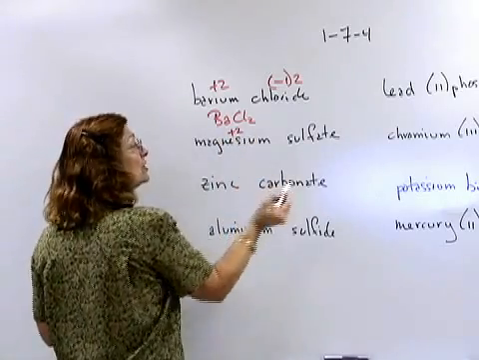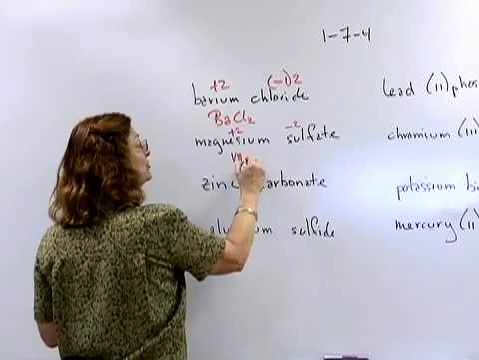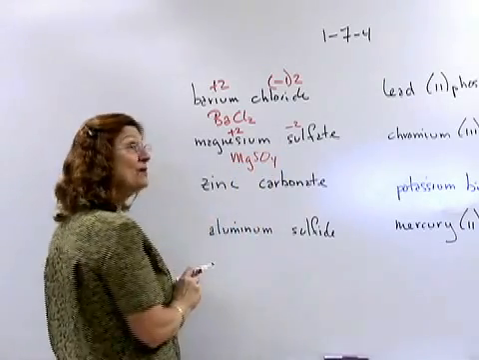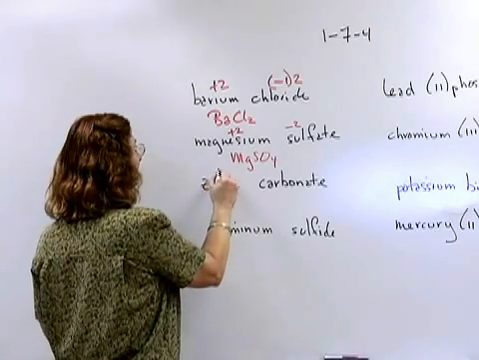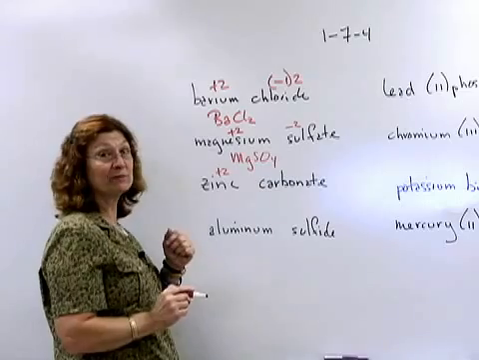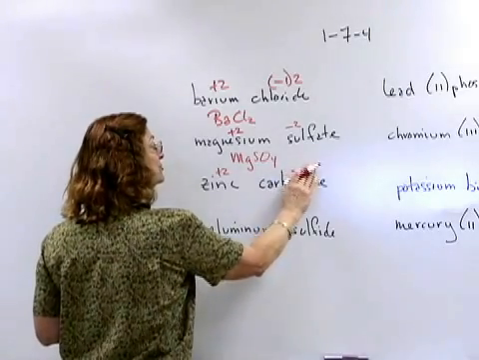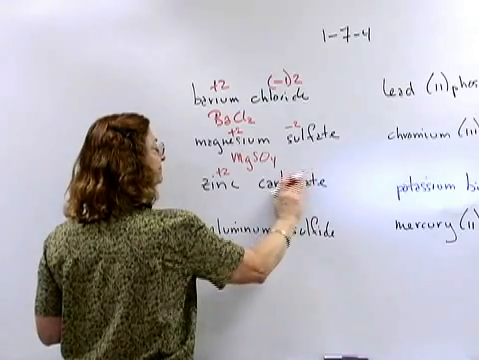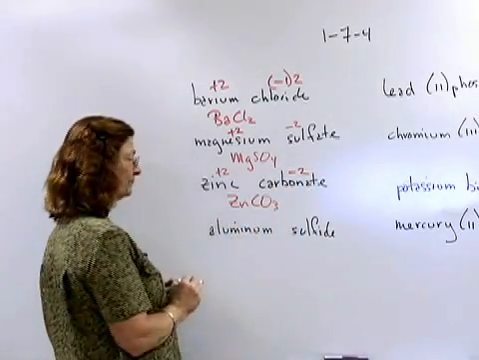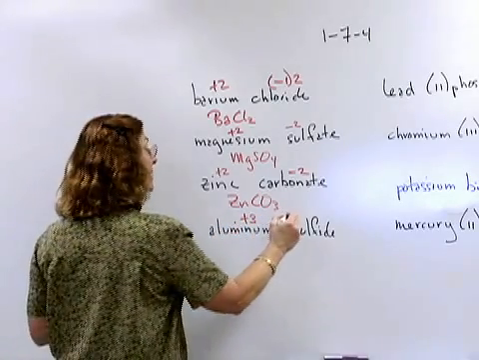Magnesium is +2. Sulfate is a polyatomic ion that is -2. So it's just MgSO4. Zinc is always, always, always +2. Notice there was no Roman numeral here, so I need to know that zinc is always +2. Carbonate is a polyatomic ion with a -2 charge. So it's just ZnCO3.